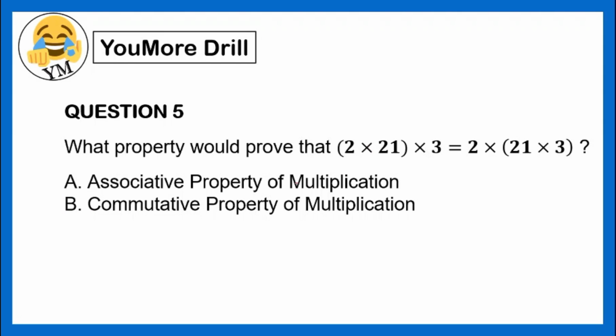Diba? So, for number 5, what property would prove that yung quantity 2 times 21, times 3 is equal to 2 times the quantity of 21 times 3? So, associative yan. Right? Bakit? Asosasyon, grupo, nakagrupo. Nag-transfer lang yung grouping symbol. So, associative property ang number 5.